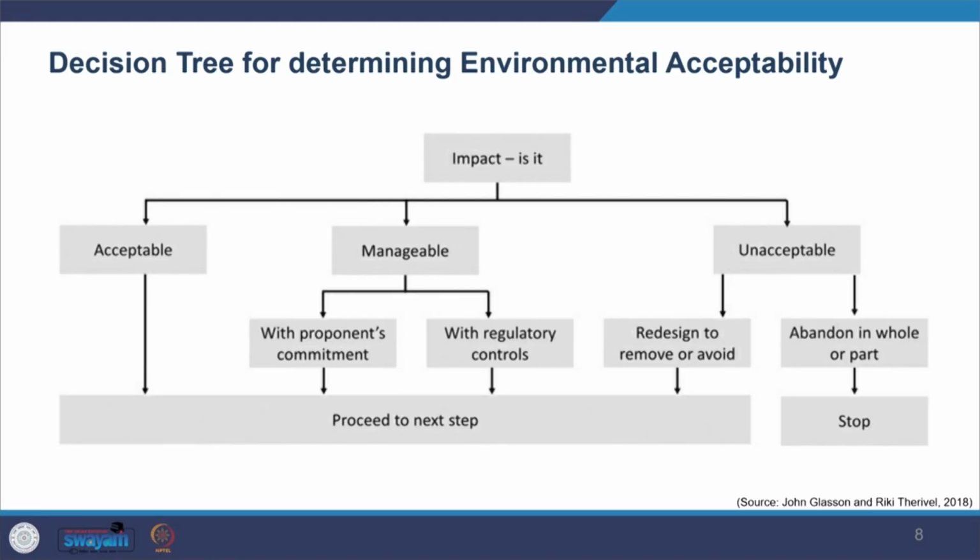There can be cases where the impacts that have been identified are completely unacceptable, and then the project has to be abandoned, has to be left out, has to be declined completely or partially, and then the project would stop. So this is how the decisions are made. So it's a very complex decision which the team, the authorities have to make. So this is the decision tree provided through literature.